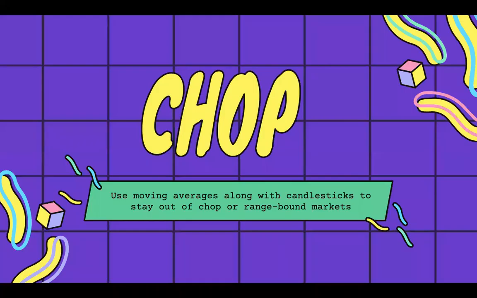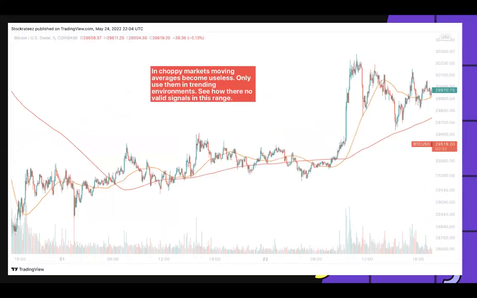So let's talk about chop. So use moving averages along with candlesticks to stay out of chop or range-bound markets. So you see this range-bound market. You see how the moving averages are just pretty hideous, not really trending at all. So when the moving averages look like this, they're crossing all over the place. They look like they got hit by a train or something. That is when moving averages become useless for signals. Now it's useful in the sense that you know when to stay out of the market, but useless in the sense that you're going to get any kind of signal out of this.